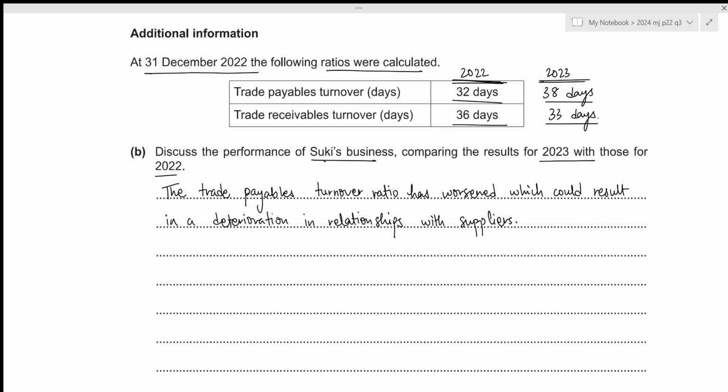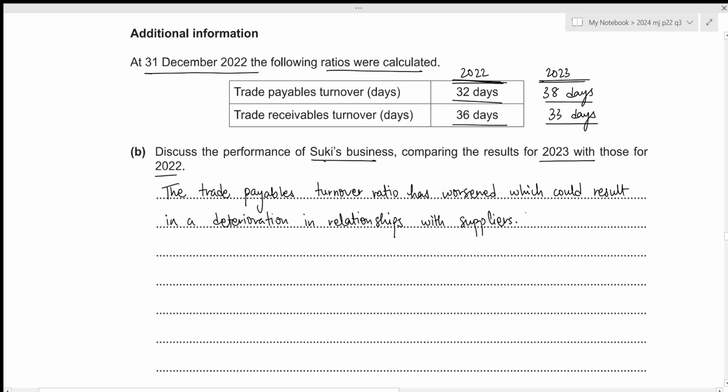So we can say that the trade receivables turnover ratio has improved, which could result in a reduction in irrecoverable debts. Since it now takes a shorter period of time for us to get the money back from credit customers, it results in a lower chance for any credit customers not being able to pay us back in time. That would definitely reduce the irrecoverable debts.